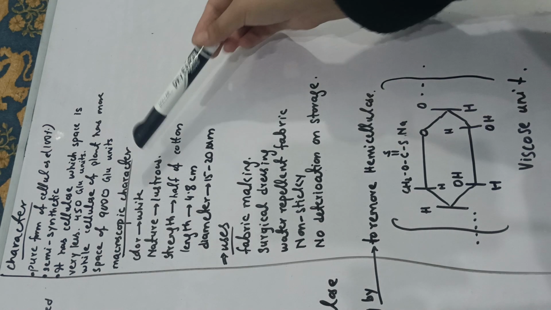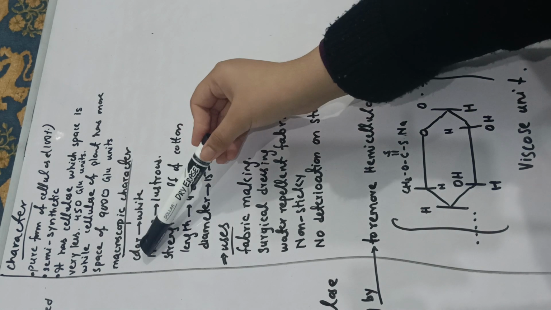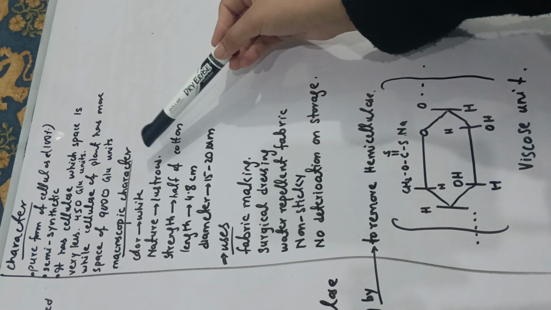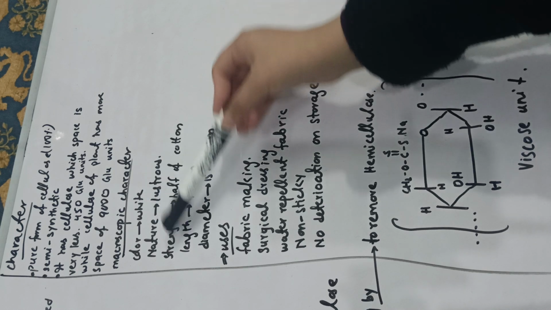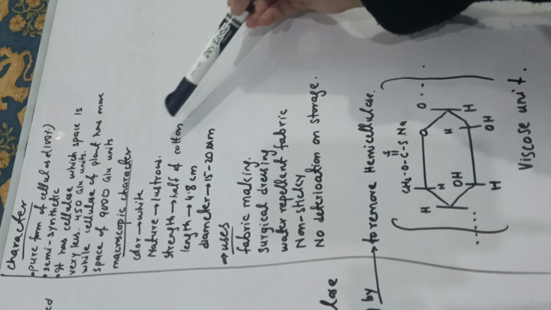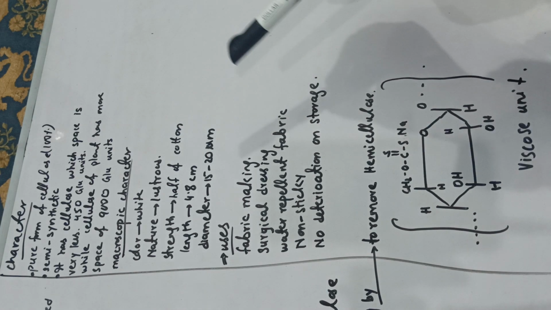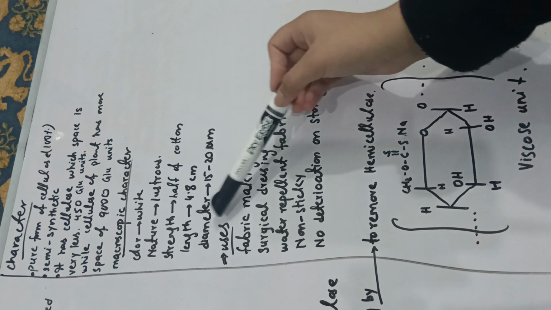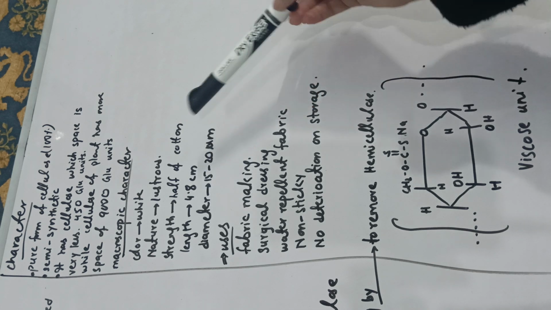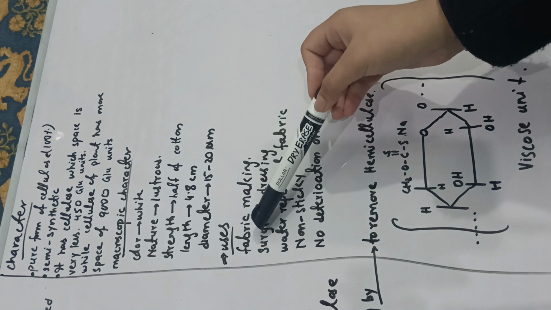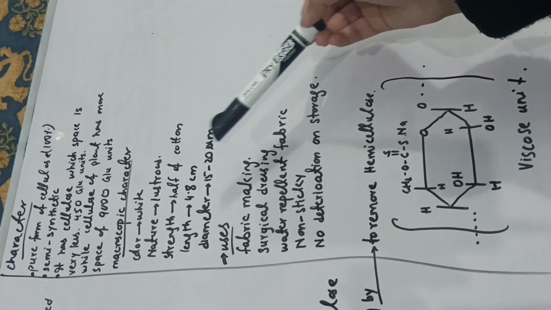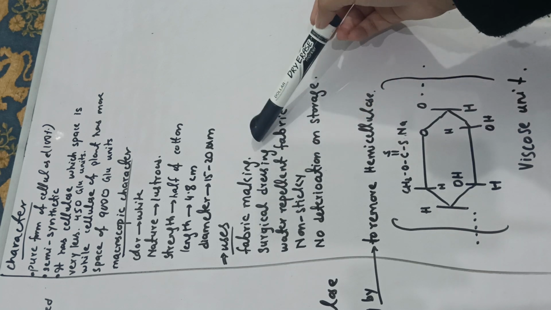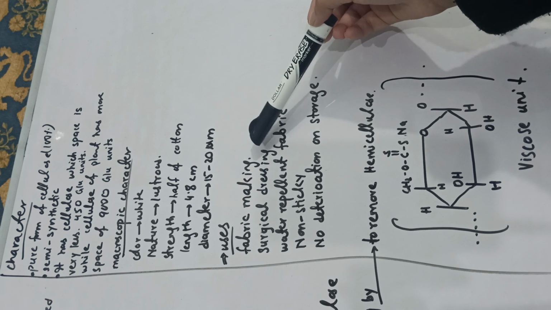So what are the macroscopic characteristics of it? The color of viscose is white, a white thread, and it is very lustrous, very shiny in nature. Its strength is less than cotton, about half the strength of cotton. Length is 4.8 centimeters, diameter is 15 to 20 micrometers. Uses: it is used in the making of fabric. Viscose is a brand name which also produces a lot of fabrics. It is also used in surgical dressings to prepare various kinds of bandages.